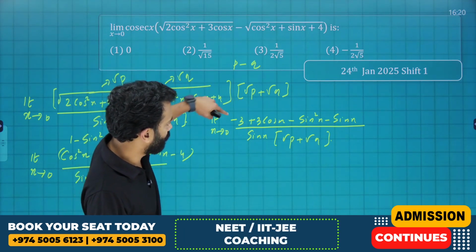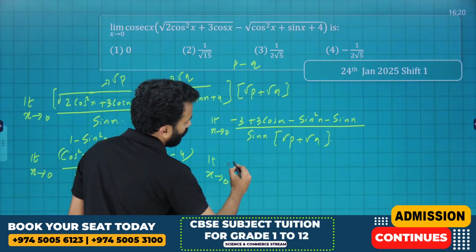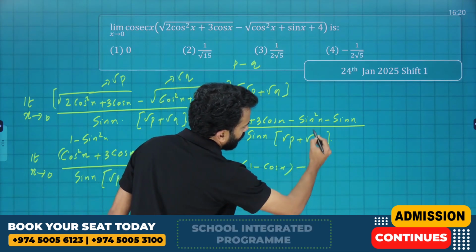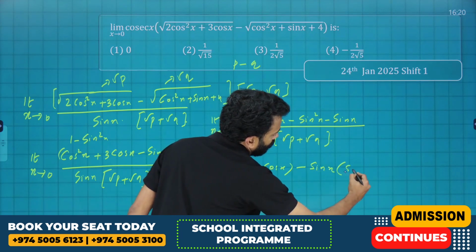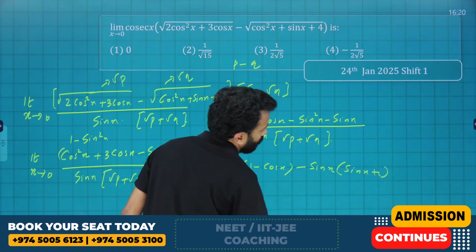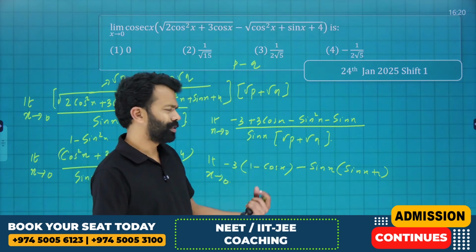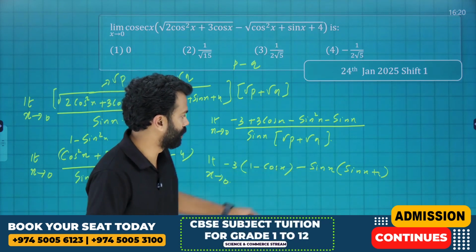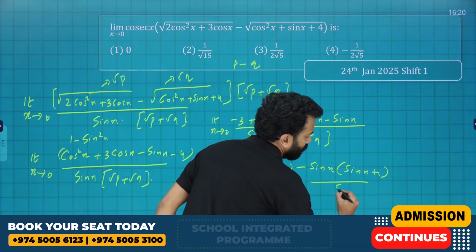That is, if you take minus 3 from here, it will be limit x tends to 0 of minus 3 into (1 minus cos x) minus, I'm taking sin x from here, minus sin x from here, it will be minus sin x into (sin x plus 1). Be very careful, I am skipping some steps here, that is basic calculation only. So I am assigning sin x here as well as here separately.